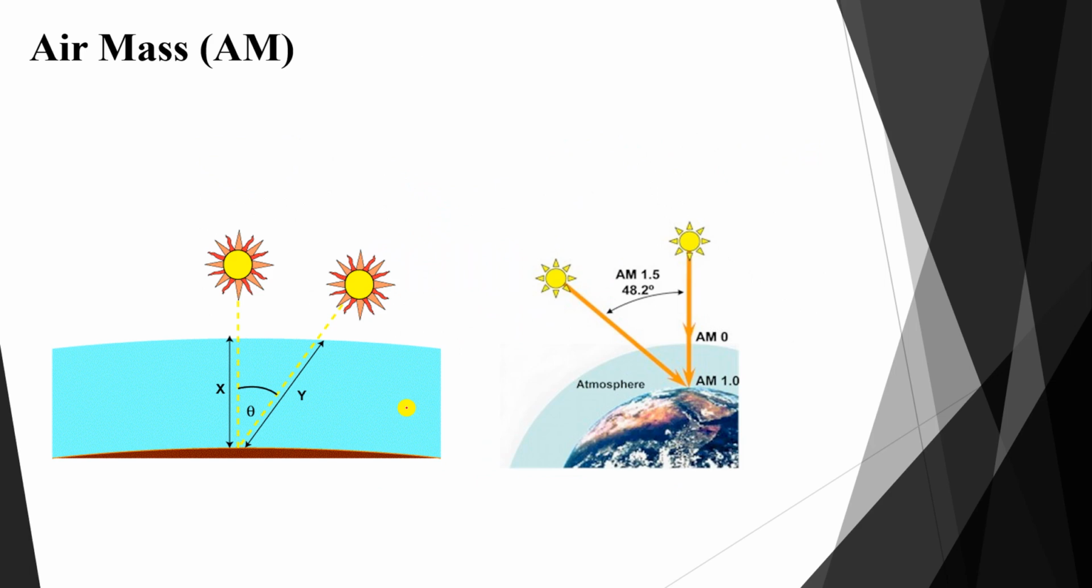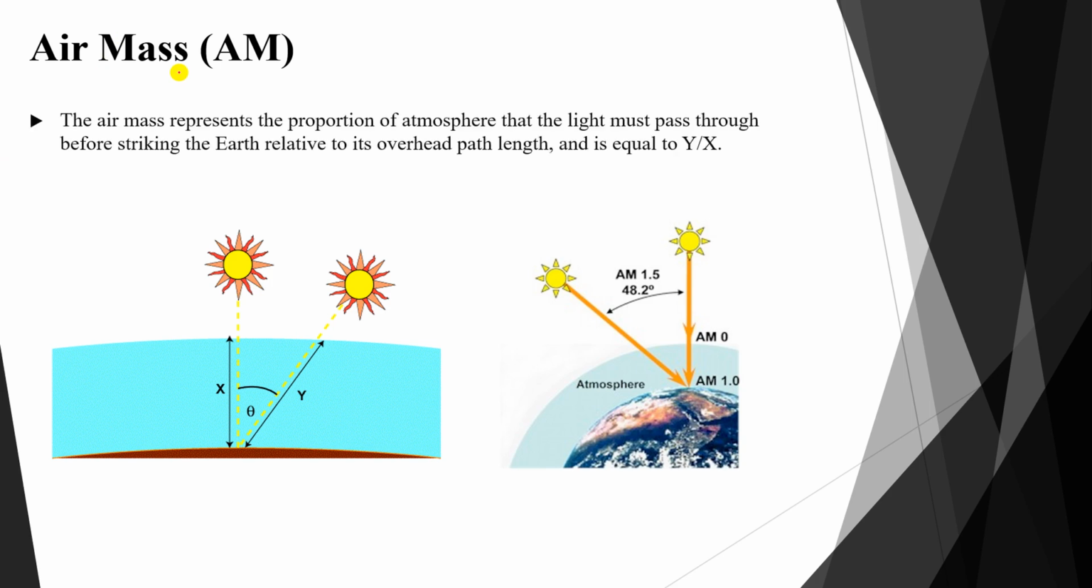So before we discuss something which is important, which is tilt angle, we have something which is called the air mass. So what does air mass mean? Air mass is simply the proportion of the atmosphere that the light must pass through before striking the earth, relative to its overhead path length, and it is equal to y over x. Now what does this even mean? As you can see here, we have our atmosphere, the earth's atmosphere. Now you can see we have this, for example, is our location here. Now this is our sun.